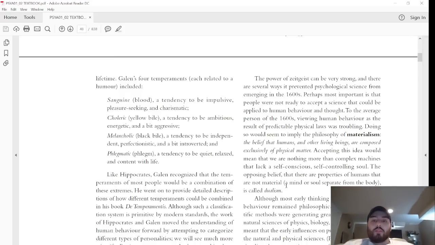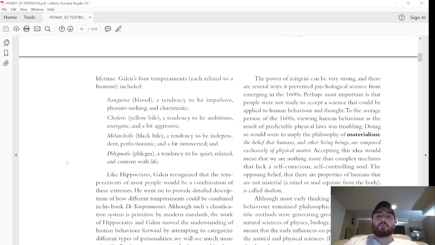To the average person of the 1600s, viewing human behavior as the result of predictable physical laws was troubling. Doing so would seem to imply the philosophy of materialism, the belief that humans and other living beings are composed exclusively of physical matter, right? So this actually makes perfectly good sense.